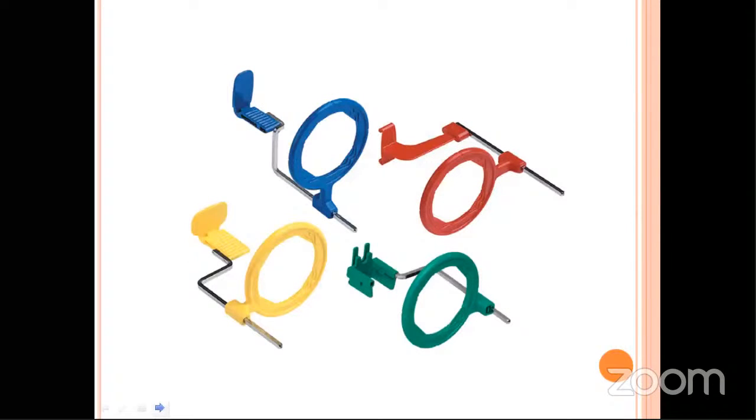These are all the rings which are used in the paralleling technique. Don't get confused. The snap ray is the one which is used in the bisecting technique. So these rings are used in paralleling technique. Okay, so in this holder the IOPAs will be placed. So this is for the anterior tooth, vertically placed, and this is for the posterior teeth, horizontally placed.